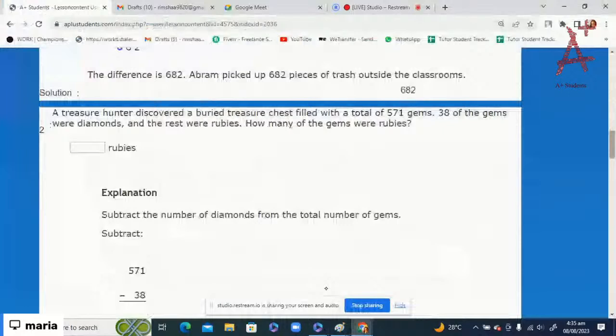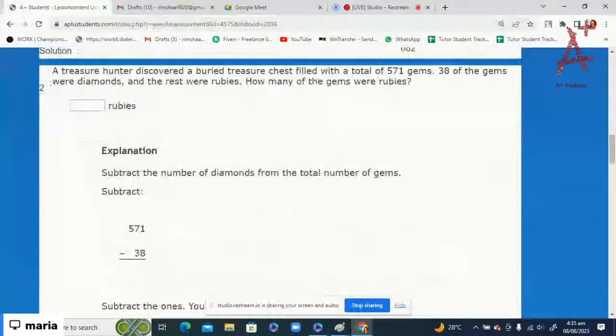A treasure hunter discovered a buried treasure chest filled with a total of 571 gems. 38 of the gems were diamonds and the rest were rubies. How many of the gems were rubies? How much were diamonds? That is 38. How much total? 571. So when you subtract both of them, then we get the rubies. Okay, let's do it.